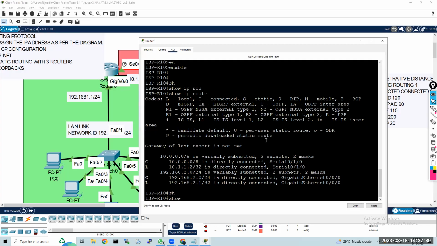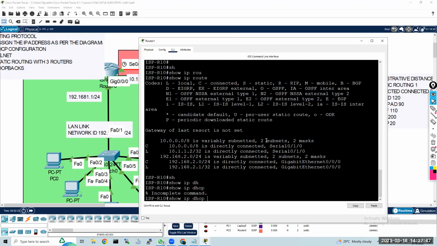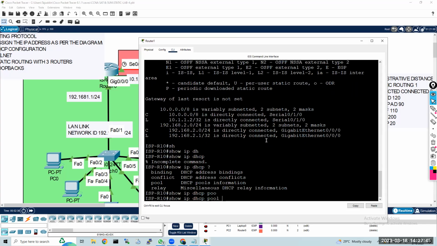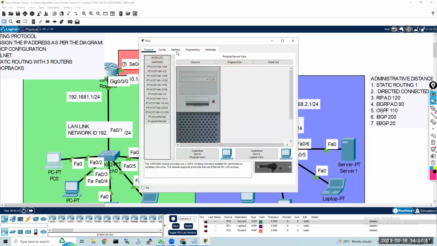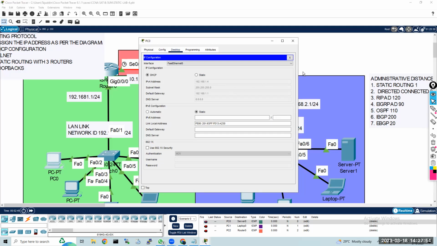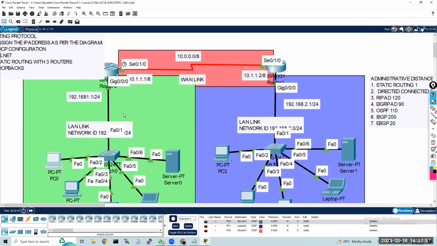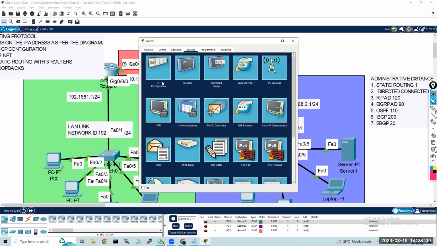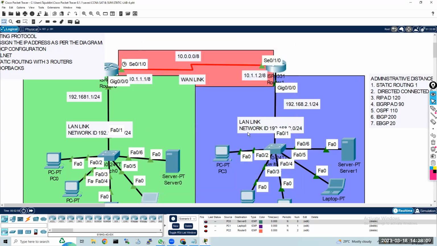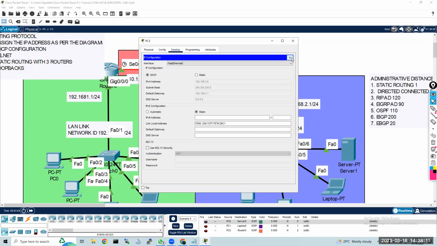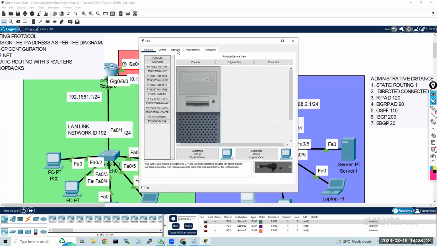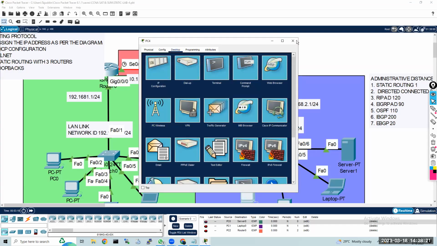So type show ip dhcp. Okay, DHCP is also configured here. Let's check whether they are getting the IP address or not. We are getting 1.4. Perfect. And what about the server? Yes, server is 1.2. And this one also got the IP address. Let's check this side. These two networks, we got the IP address. Yes, we are getting the IP address.